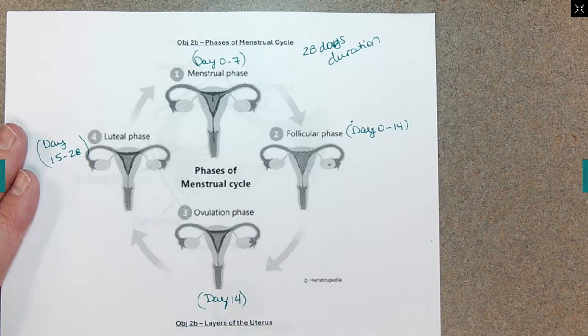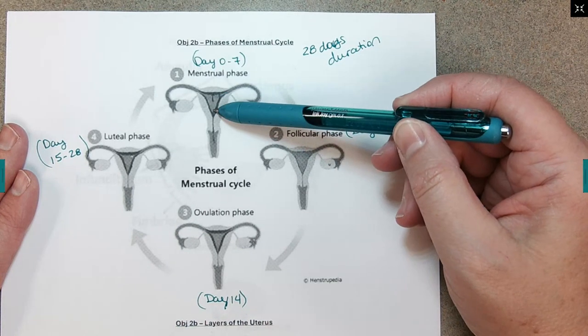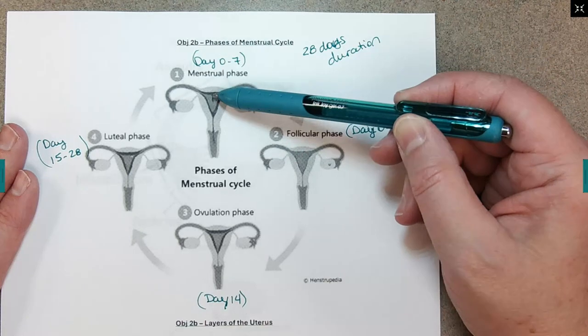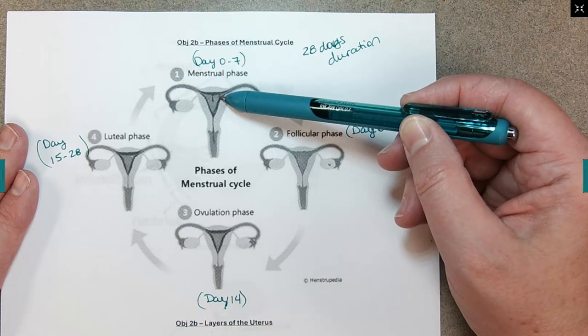What you can also notice here, which is really interesting, is if you look at the lining of the uterus, so this right here is the uterus, and if you look at the lining of the uterus, it's thick during the menstrual phase, and then that's going to be shed off.